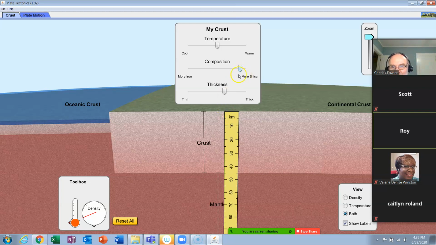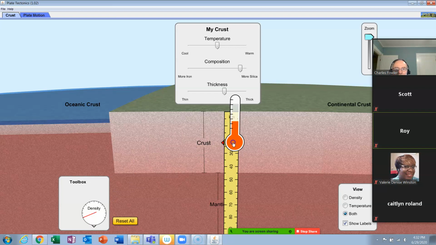Right. And what would you say? Silica. Yeah, the composition is more toward the silica end. Okay. What's the next thing? The density or temperature? Okay. Pull up the thermometer.